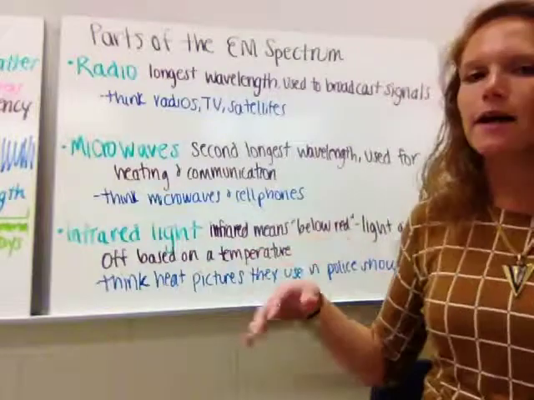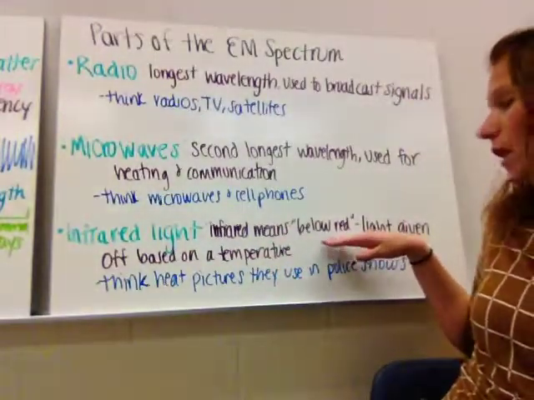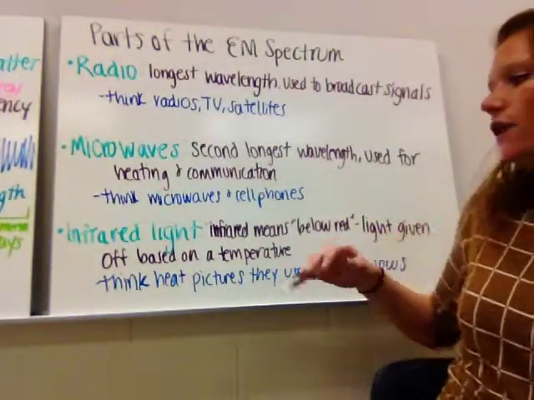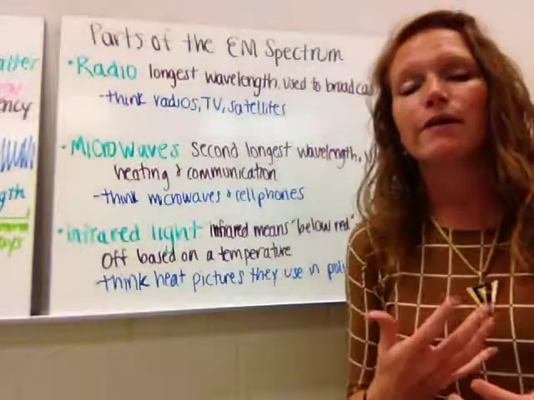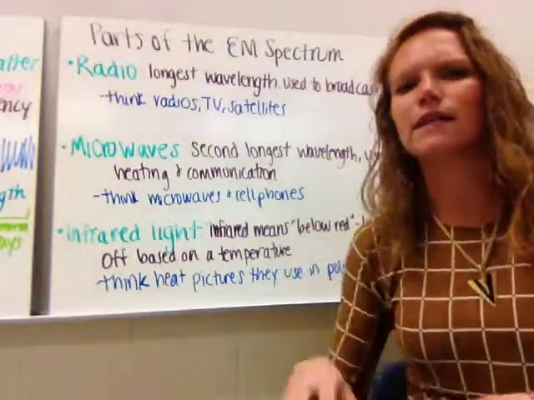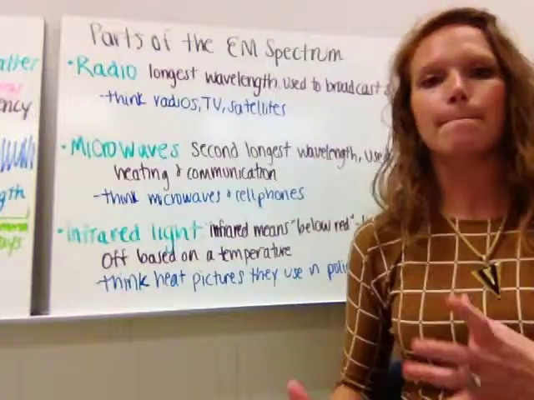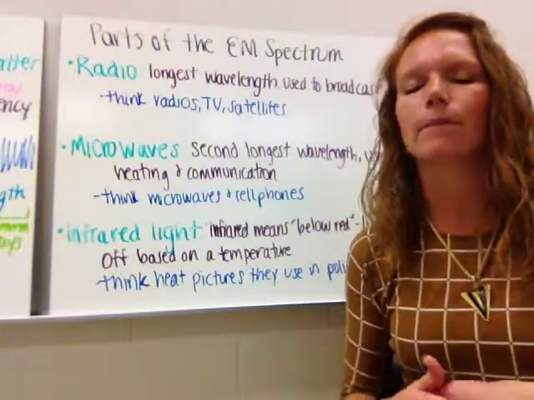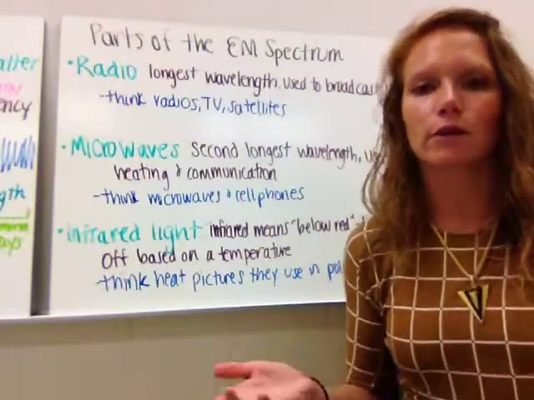Infrared light. Infrared means below red, and it's light given off based on temperature. When you think about infrared light, think about the infrared cameras, the heat-seeking cameras that they use on manhunts and police shows. They use it in real life too.